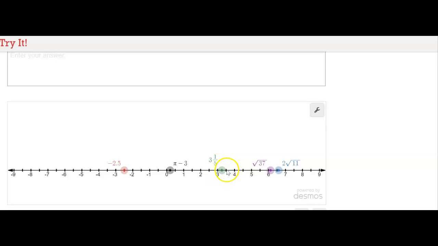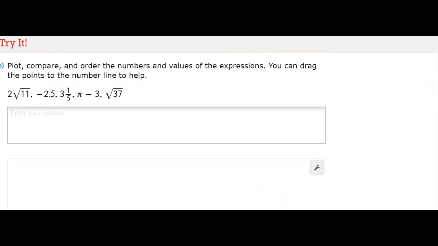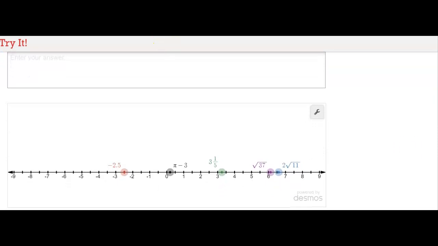It's almost a 3.5. And then the square root of 37 was like 6 point something. And so I plotted it there. And then for 2 times the square root of 11, I found the square root of 11 and then multiplied it by 2. And it was like 6.6 something. So that's how you plot them after you solve or evaluate them, and then you graph them like this. And that's it.